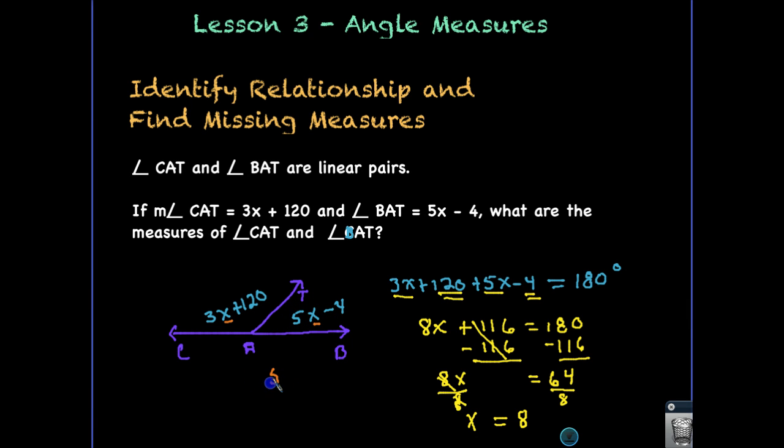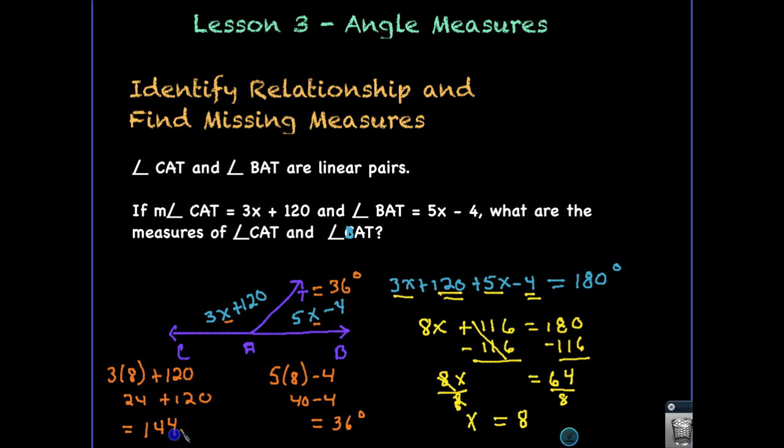So I have 5 times 8 minus 4, so that's 40 minus 4. So I know that this angle here is 36 degrees. So if this angle is equal to 36 degrees, all I have to do is subtract 36 from 180, and I'll know what this angle is. I can also plug in the 8 into this equation as well, and I can solve. 8 times 3 is 24 plus 120, and that will give me an angle measure of 144 degrees. So either way will give me the answer, and I can check my work. 144 plus 36 should be 180, and it is.